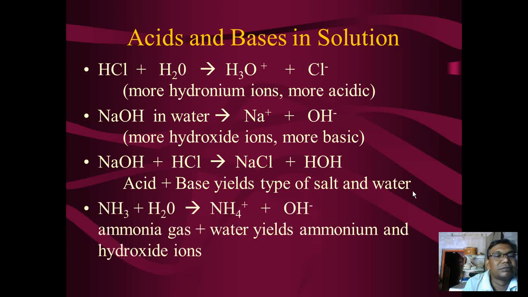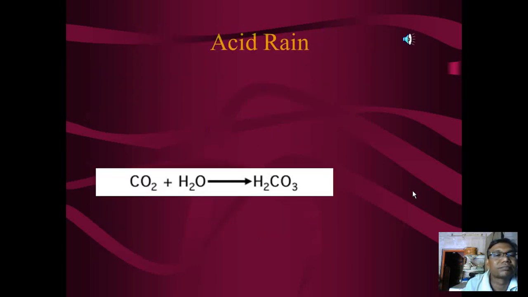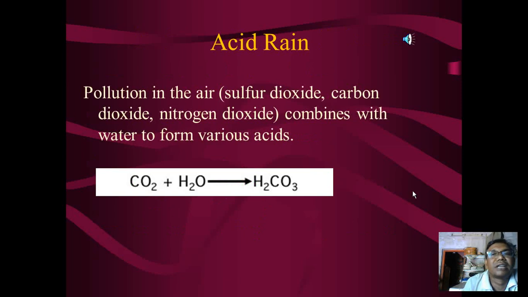Ammonia gas, when reacted with water, gives ammonium and hydroxide ions. Consider acid rain: pollution in the air consisting of sulfur dioxide, carbon dioxide and nitrogen dioxide combines with water to form various acids. They form acid rain.